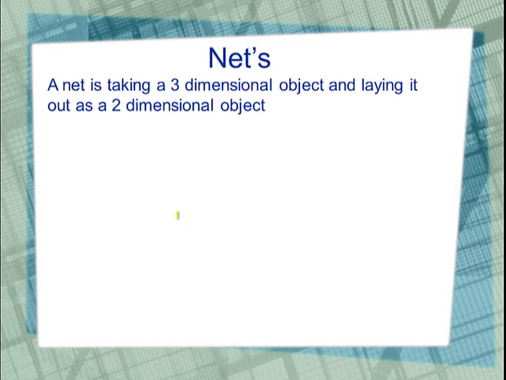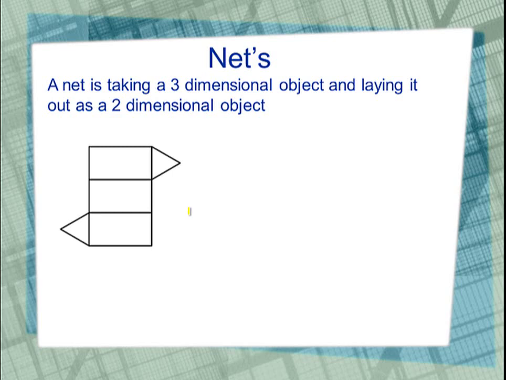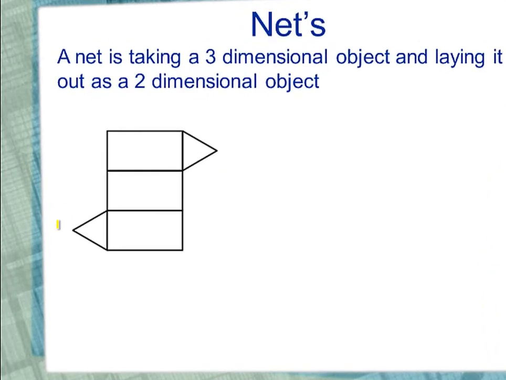Excellent. Okay, nets are something you've seen and it's just a three-dimensional object laid out and cut up, so it looks like a two-dimensional object. For example, let's take a look at this. What three-dimensional figure would this turn into?